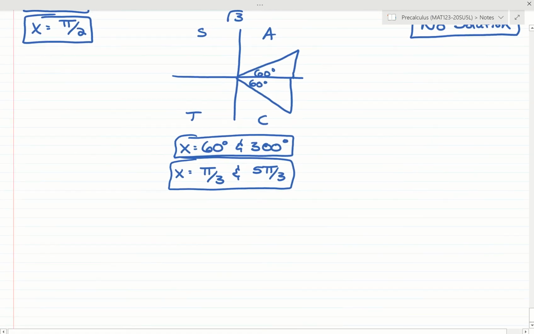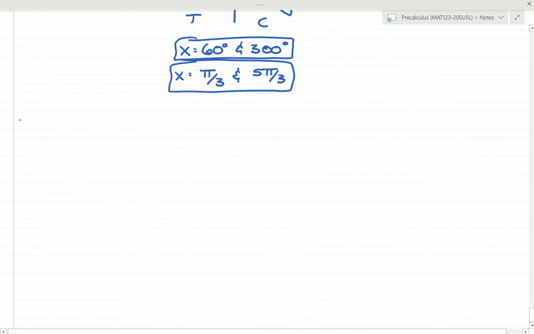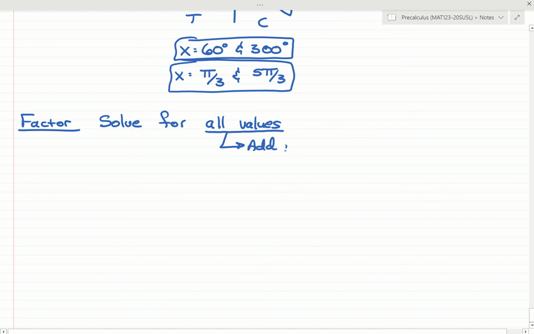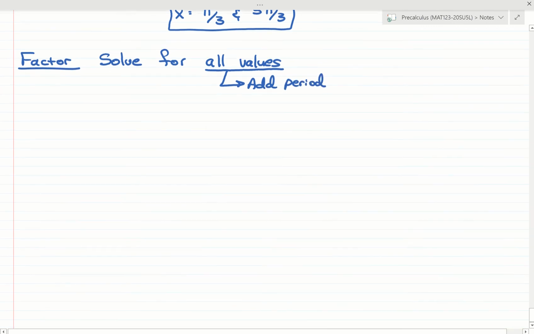Let's move on to problems where we have to factor. And the directions for this is we're actually going to be solving for all values, not just between 0 and 360. When you hear all values, what that means is whatever answer you get, we always add the period to the answer. And we'll see that when we go through these problems.